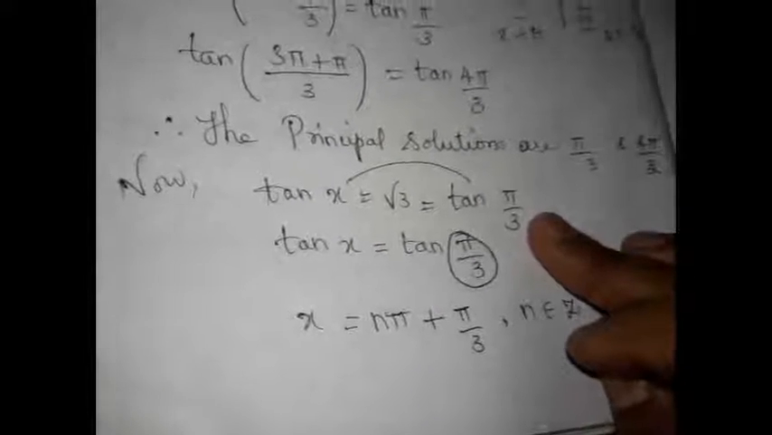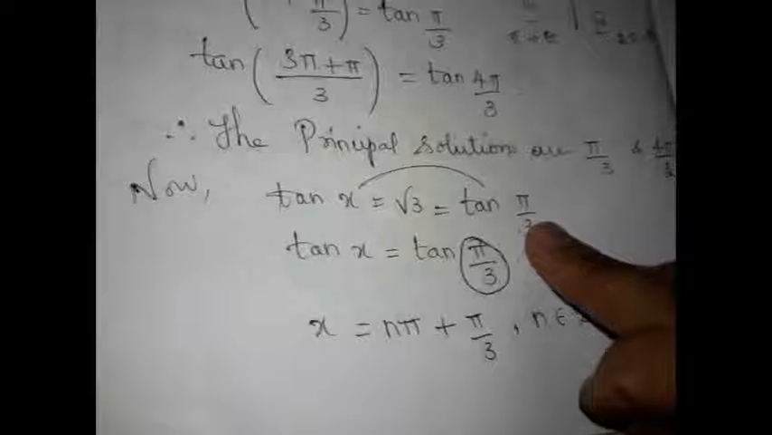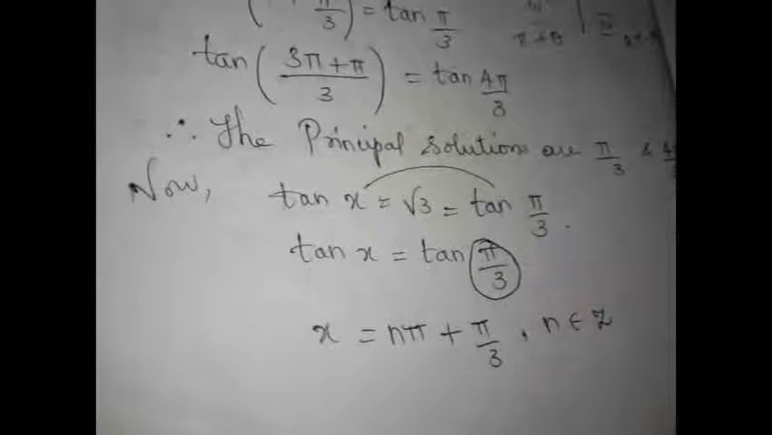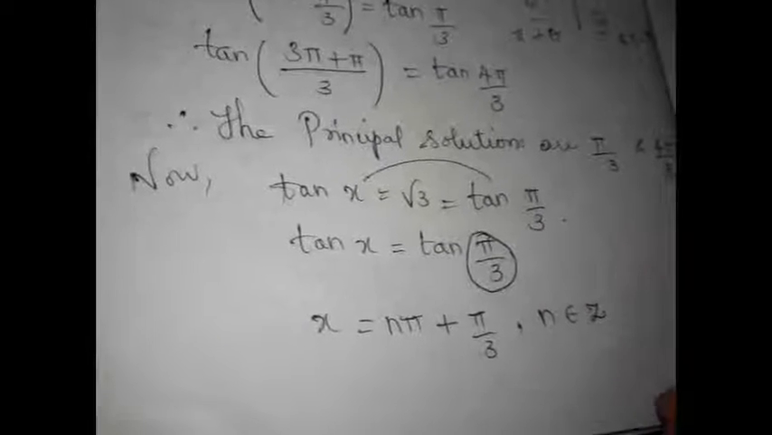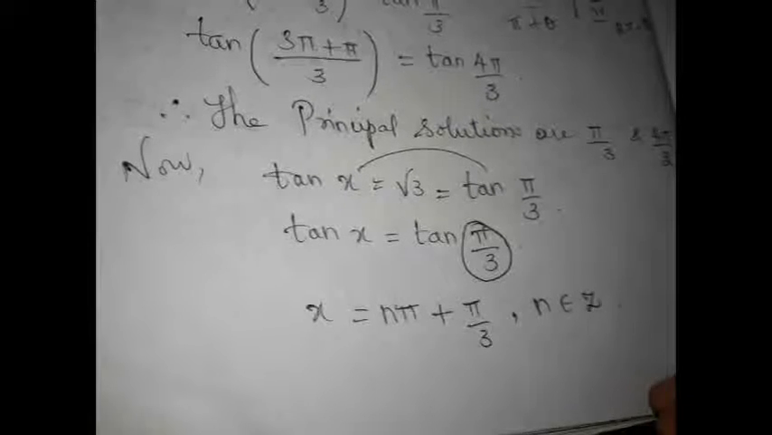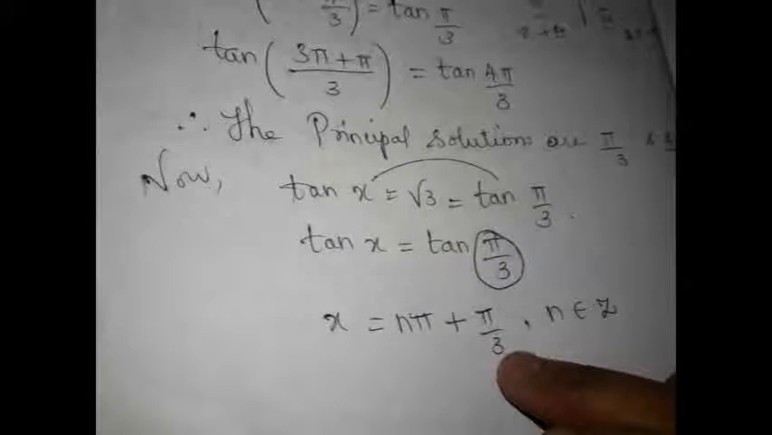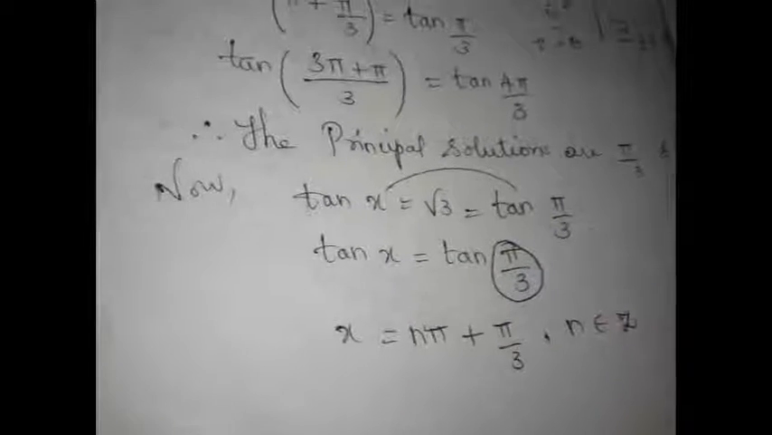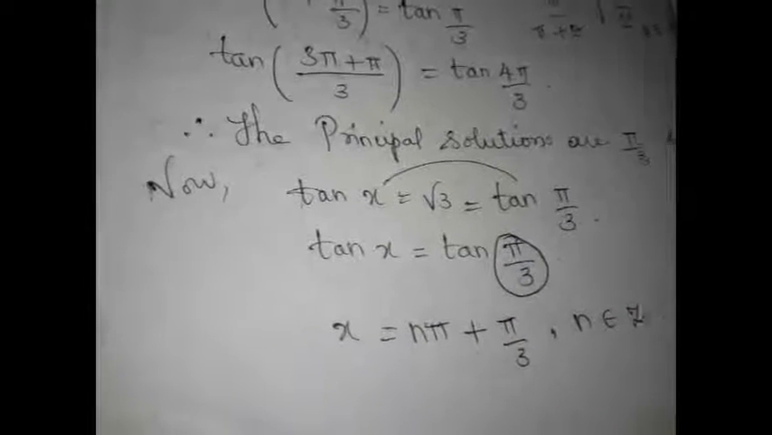This is a problem where we got the format directly. In a few problems we won't get the format directly, so we have to simplify it, resolve it, bring it to this format, and then only apply the general solution. Okay, we will be solving problems of that kind also. Hope you understood. So x is equal to n pi plus pi by 3. How did we get this? From theorem 3, right?